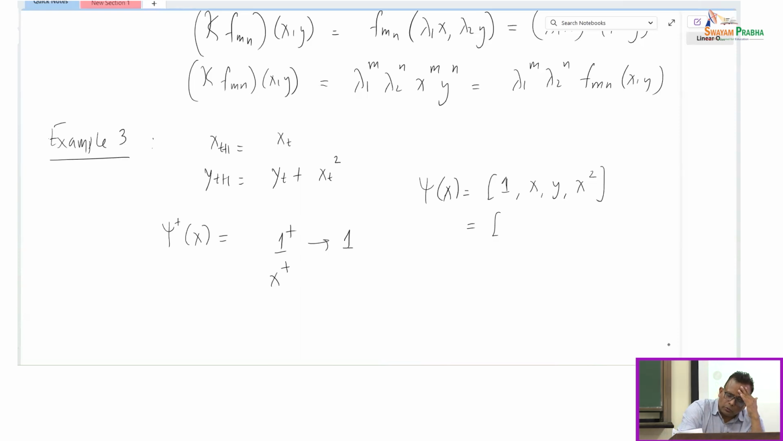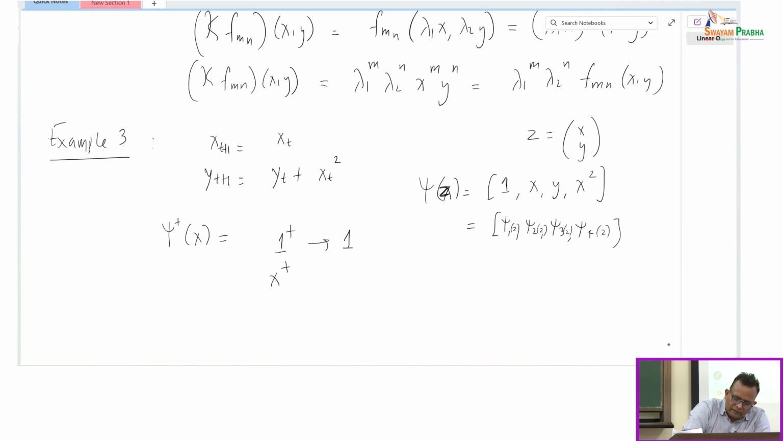So to make the distinction, instead of calling them 1, x, y, x squared, I will call these psi 1, psi 2, psi 3, and psi 4 as functions of z. So what is my z? z is my x and y as a vector. So psi 1 is a function of z, psi 2 is a function of z, psi 3 is a function of z, and psi 4 is a function of z. And psi 1 of z is 1, psi 2 of z is x, psi 3 of z is y, psi 4 of z is x squared. Okay.